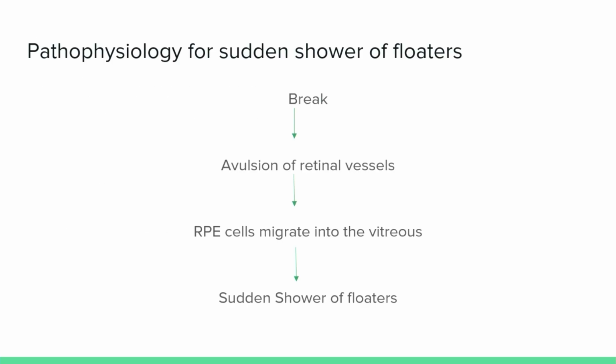Pathophysiology for sudden shower of floaters. In case of a retinal break, there can be avulsion of retinal vessels, and RPE cells can migrate into the vitreous and thus cause a sudden shower of floaters. Both of them can independently cause floaters. The bleeding into the vitreous cavity and also the release of RPE cells into the vitreous cavity both can cause floaters. This doesn't lead to that. It's the break formation which is important, because if you find it at the break stage, you can laser it. If you don't find it at the break stage, you will end up in a retinal detachment.